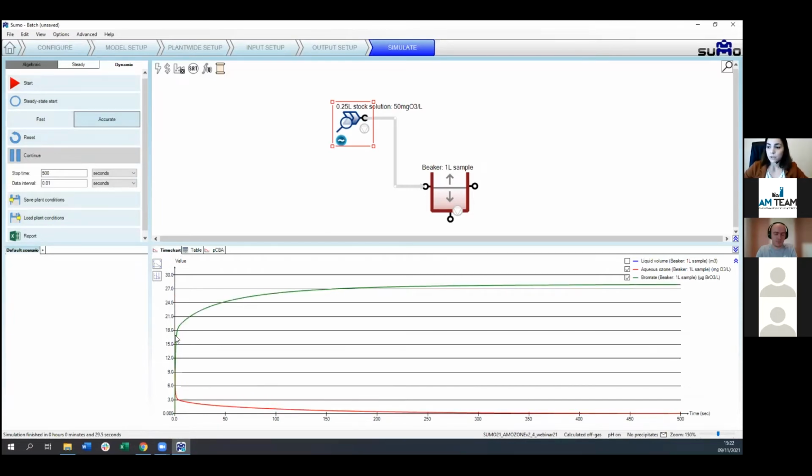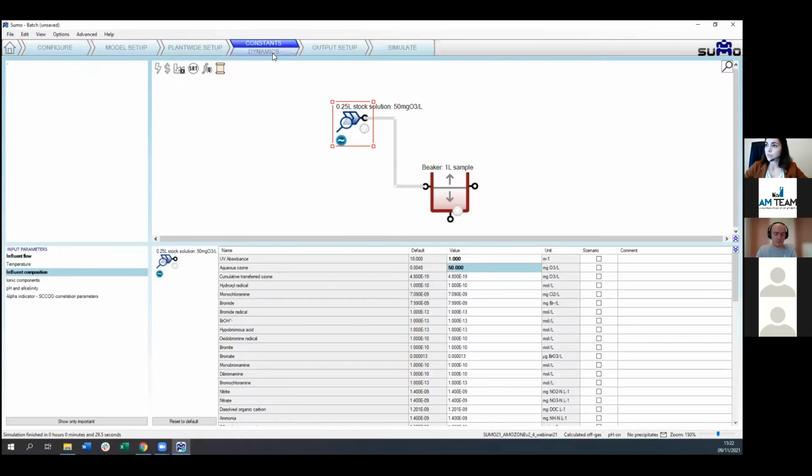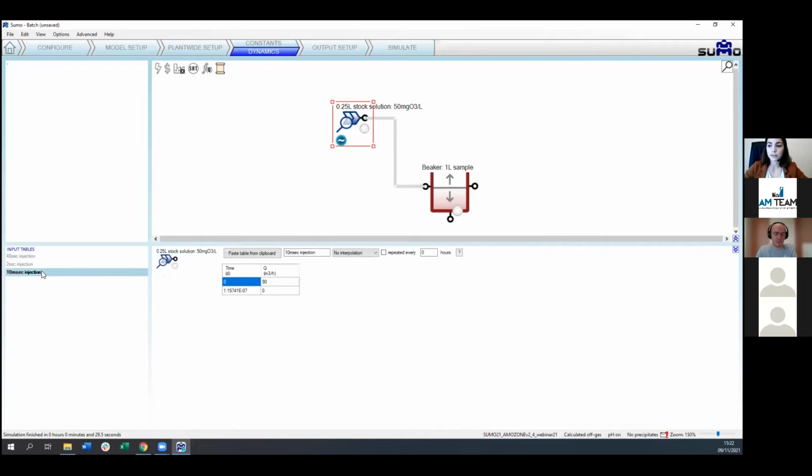In terms of bromate formation, we can see the bromate is being formed within the very first seconds. It's already 18 micrograms per liter, and then it's gradually increasing until the end of the experiment, 28 micrograms per liter, due to the presence of residual ozone concentration. But now let's see what happens if we increase the injection time.